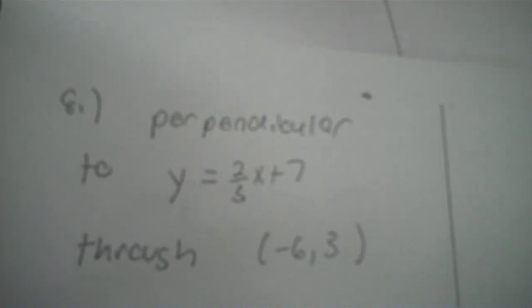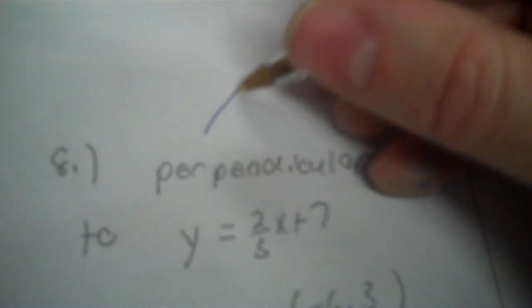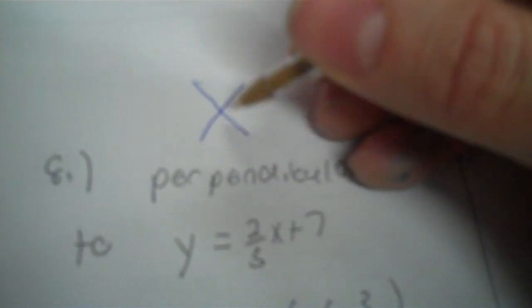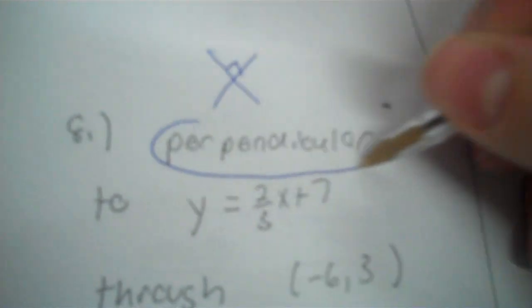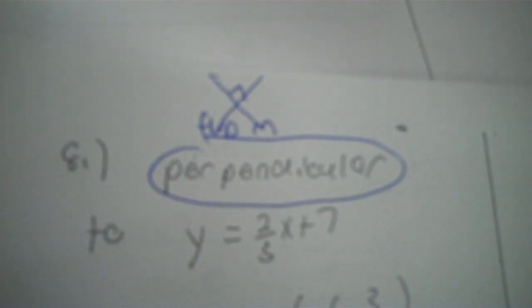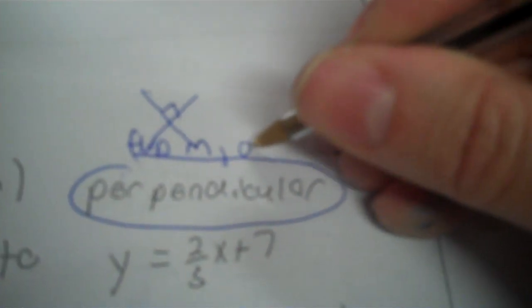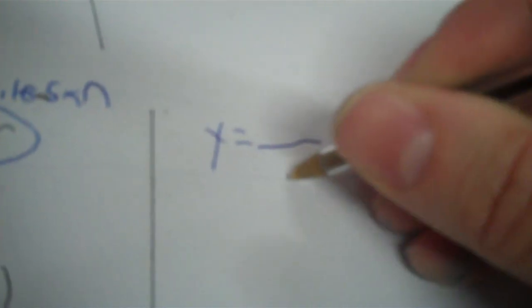Okay, perpendicular to y equals 2/3 x plus 7. Perpendicular lines cross, and they form a right angle when they cross. Okay. On perpendicular, what you need to do is flip the m. The m's aren't the same, but they have a relationship, and you also have to make it the opposite sign. Okay. So that's y equals mx plus b.